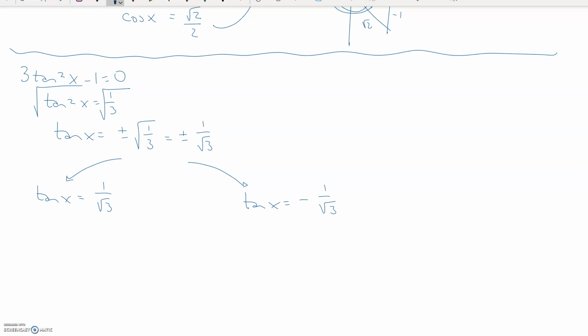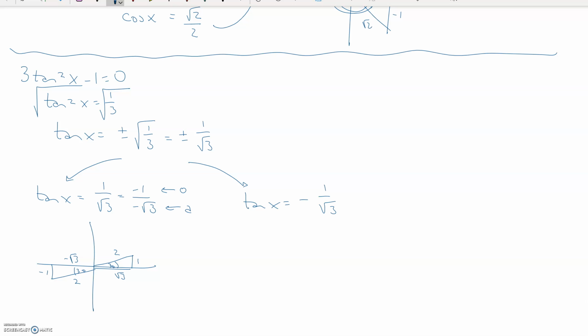A tangent equaling a positive is the same as a negative over a negative, and tangent is TOA. So I'm now going to look at this and find where I have an opposite of positive 1, an adjacent of rad3, that makes a 1, 2, square root of 3, an opposite of negative 1, an adjacent of negative rad3, that's a 1, 2, square root of 3. We have little 30-degree reference angles on each of those.